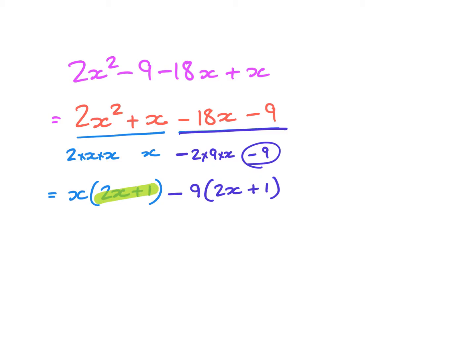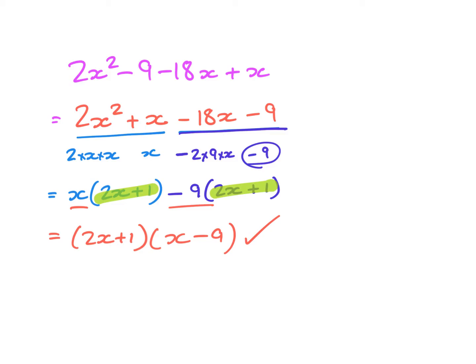Next I can identify that that and that are common, so they will sit inside their own bracket. So I'm going to go 2x plus 1, and what is left over? I've got x minus 9, and that goes in the second bracket. So I have factorized the above equation.